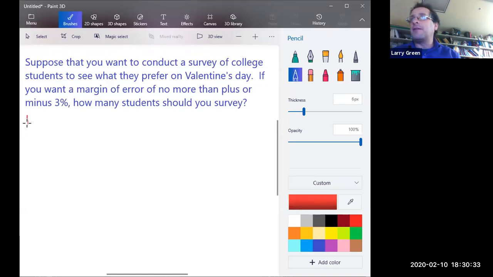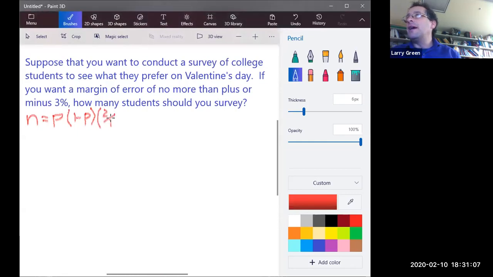One is the following. First, it's n, because we want to find how many, the sample size, is equal to p, which is our best guess for the proportion, times 1 minus p, which is the best guess for the proportion of people who don't say yes, times z over e, squared.